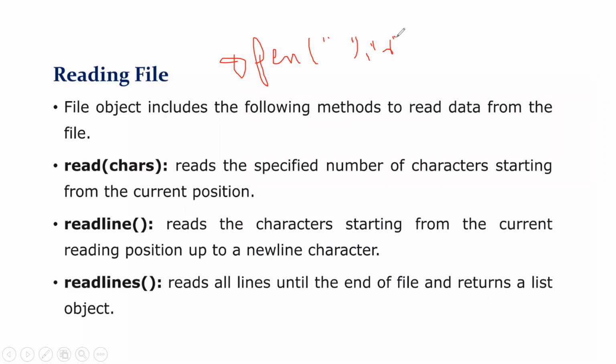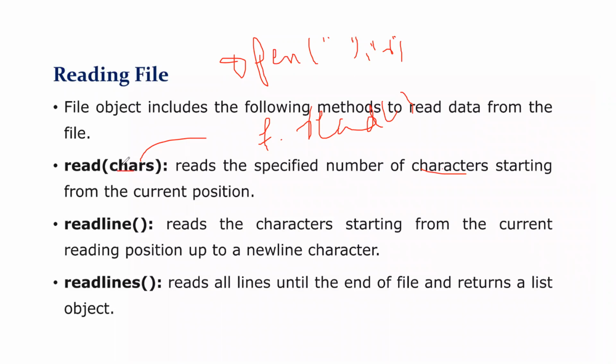Now, how can we use different reading methods? Even though the file is in reading mode, there are still a few methods that can be used to read the data stored in text files. If I use only read, f.read, then whatever the characters or the numbers, everything starting from the current position, I can read in character form.